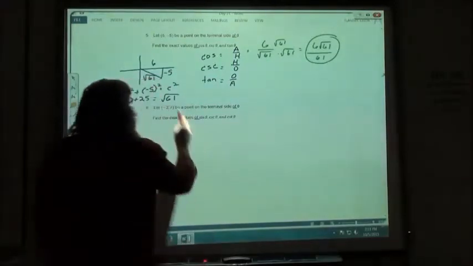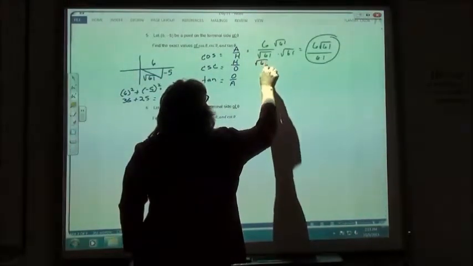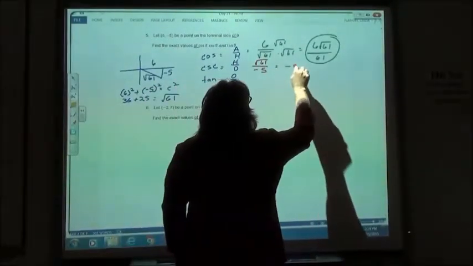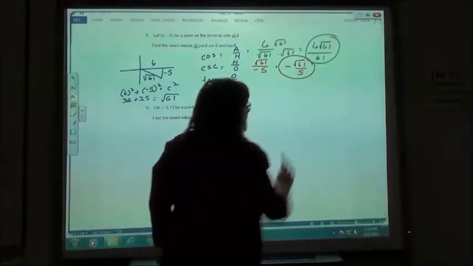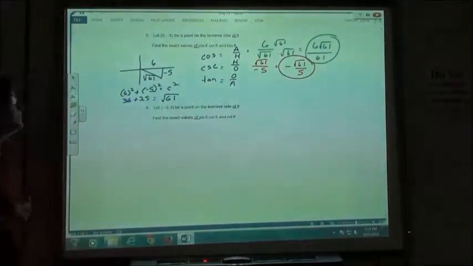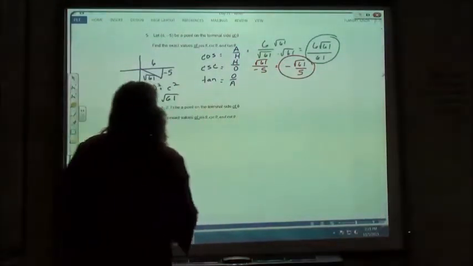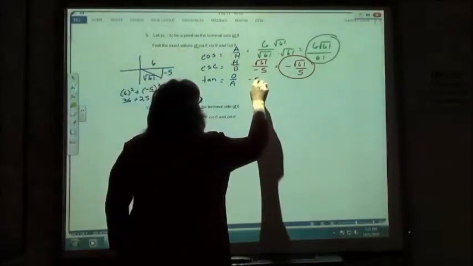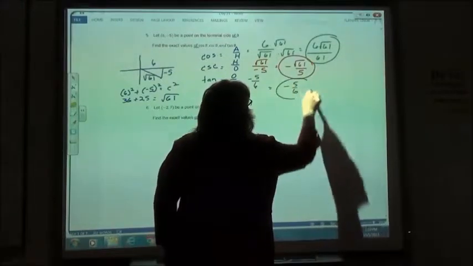Cosecant says we're going to do the hypotenuse over the opposite. So we're going to have the square root of 61 over -5. And again, since that's negative, we'll put the negative out in front. So negative square root of 61 over 5. And then for my tangent, I'm going to do the opposite over the adjacent. So -5 over 6.